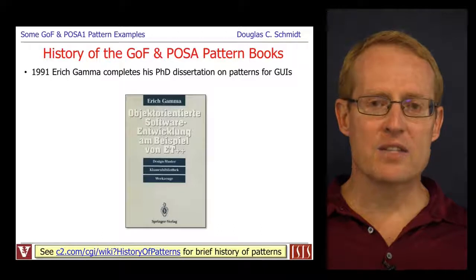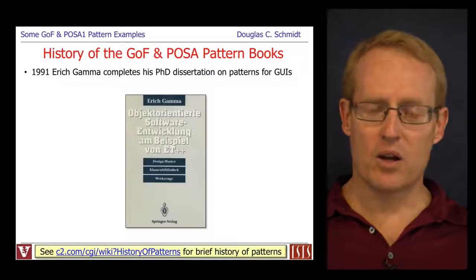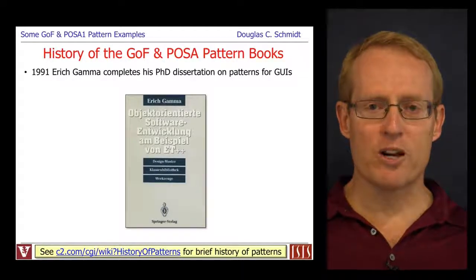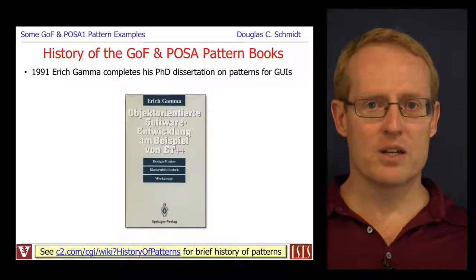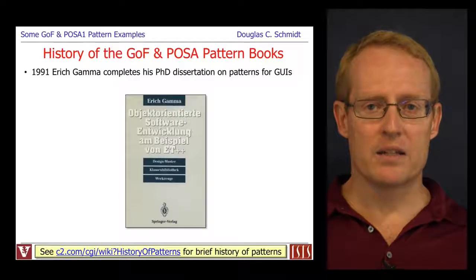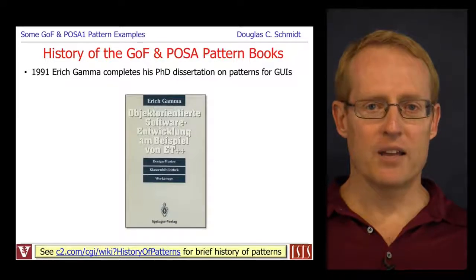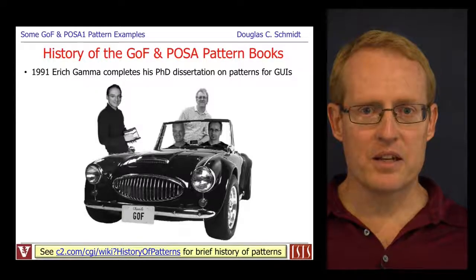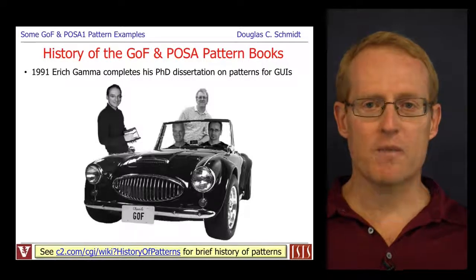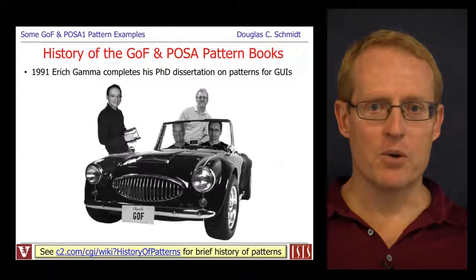Back in the late 80s and early 90s, a PhD student at the University of Zurich named Erich Gamma wrote or co-wrote a graphical user interface framework called ET++, written in C++. And as part of his dissertation, he documented some of the key design elements in his ET++ software in the form of patterns. Around that time, he and his colleagues had been going to various conferences like OOPSLA and ECOOP, and they had met up and compared notes.